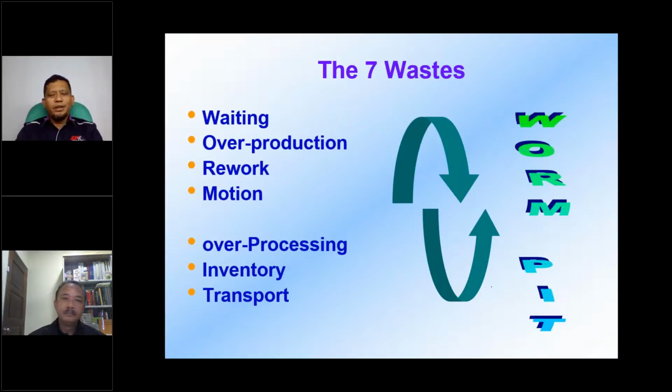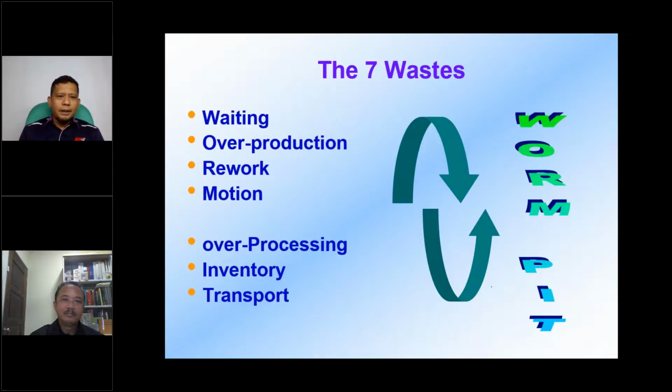All right, so in short, I use a short form, WORMPIT. Okay, lubang cacing, worm pit, because memorizing is much easier. W is waiting, overproduction, rework, motion. P is actually for overprocessing, but I cannot put O, it will not form the word pit. Then inventory and also transport.